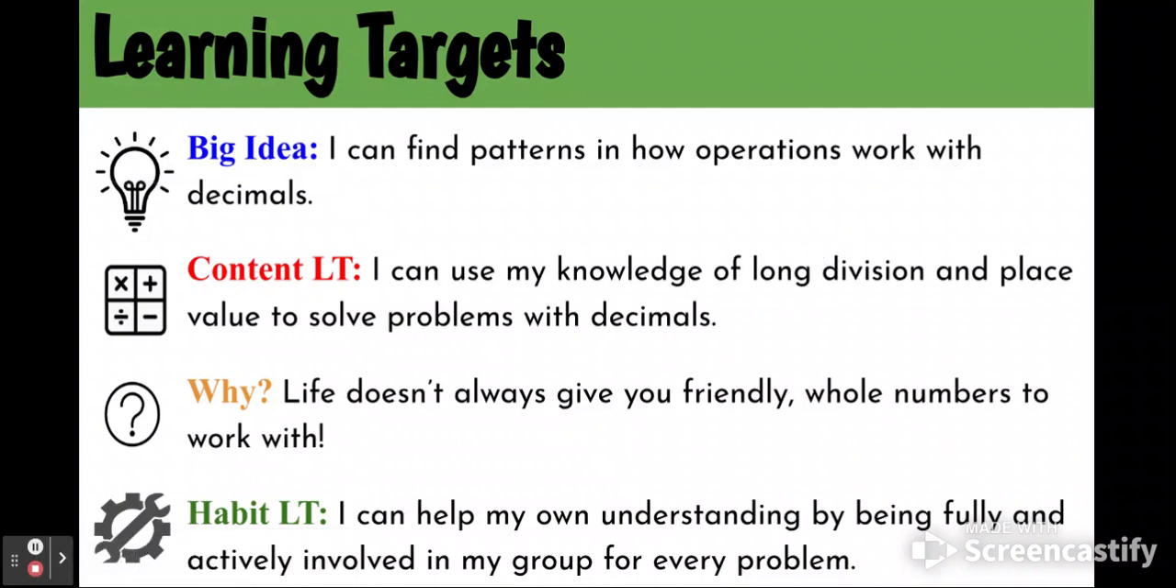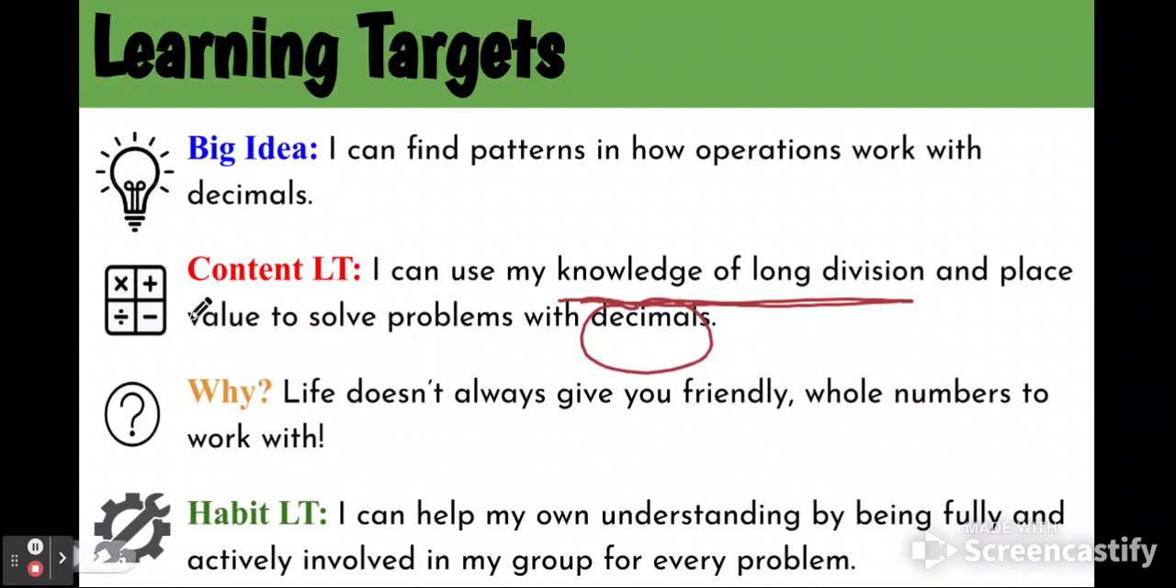Yesterday or Wednesday, we watched an Ed Puzzle that was all about long division. That was intended to be a reminder of a skill that you learned in elementary school, because you learned how to do long division in elementary school. Well, today we're going to use that knowledge of long division and talk about what happens if we throw in decimals. How does that change our long division?